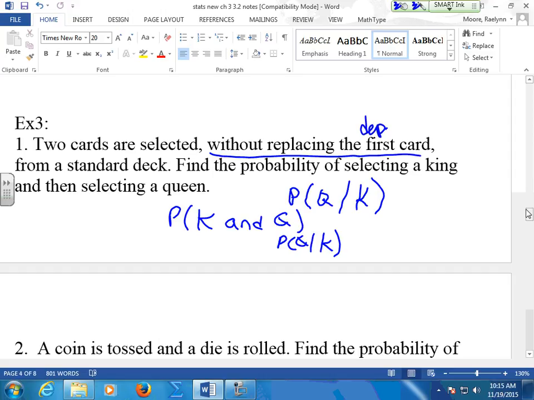My king is fine. So what's the probability of selecting a king? 4 out of 52. Okay, and I'm going to multiply. Now this one has a dependency. What's the probability of getting a queen given the fact that I'm holding that king? 4 out of 51. And you're going to multiply. We don't need to worry about this. I just need you to know that if it's dependent, it affects your probability. If it's independent, it does not affect your probability.